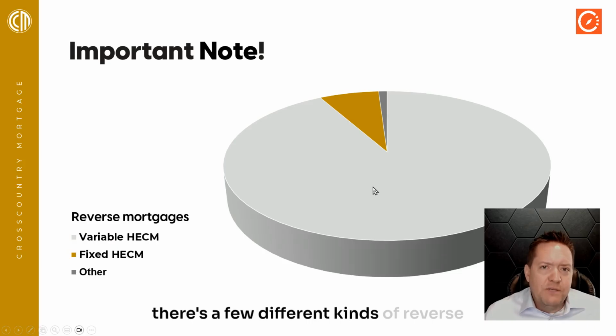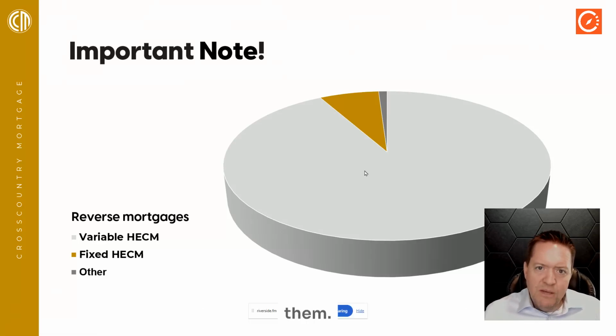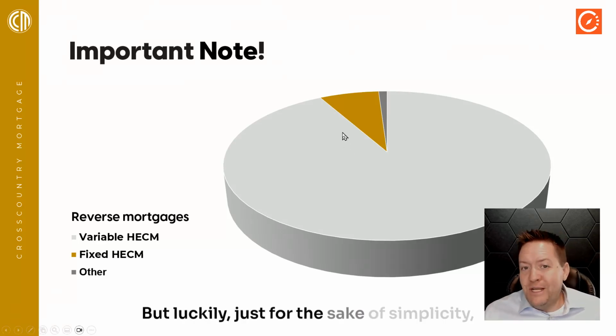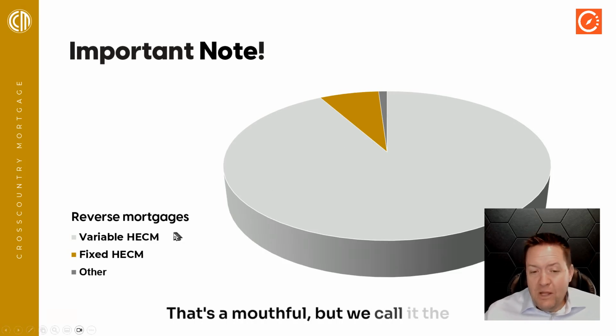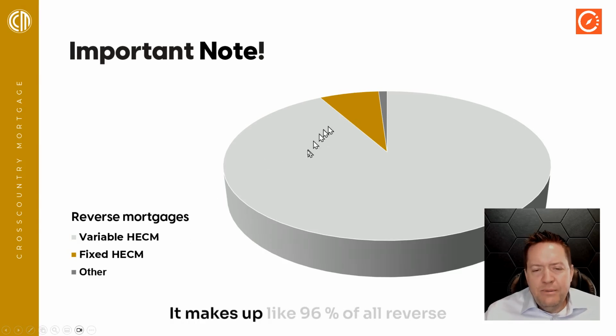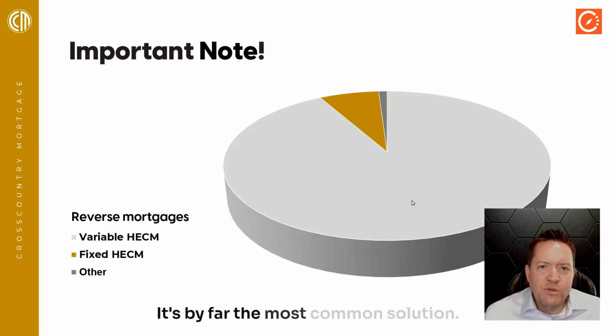There's a few different kinds of reverse mortgages, and we could spend hours talking about the nuances and differences between them. But luckily, just for the sake of simplicity, there's a reverse mortgage: the FHA insured variable home equity conversion mortgage. That's a mouthful, but we call it the variable HECM. It makes up like 96% of all reverse mortgages that are written. It's by far the most common solution.